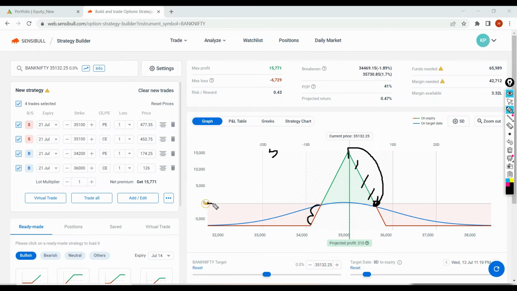Either you'll be able to make this zero on the put side, or else you'll make maybe 500-600 rupees profit and this will become green. Yes, on this side the loss will extend, right? Whatever extra premium you're paying here, that loss will come here.